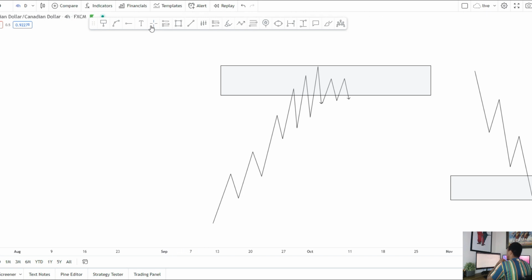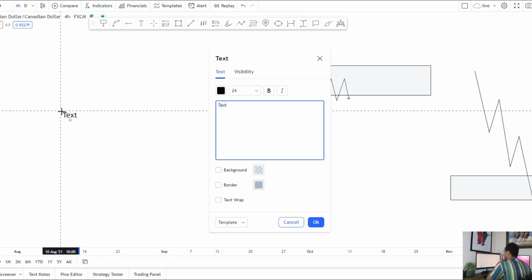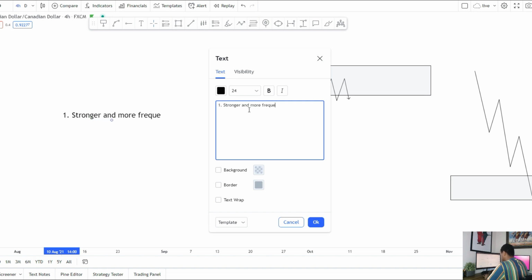So just to recap, guys, let me write this down again. You can write this down somewhere, note it down. Again, keep it with you when you do look to trade your reversals. The first thing you want to look for is stronger and more frequent pullbacks.